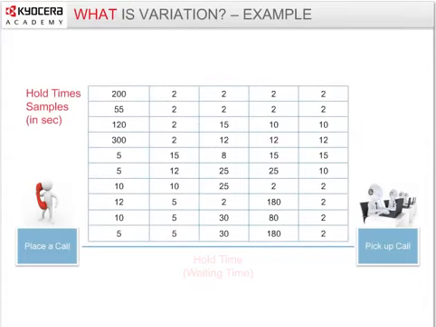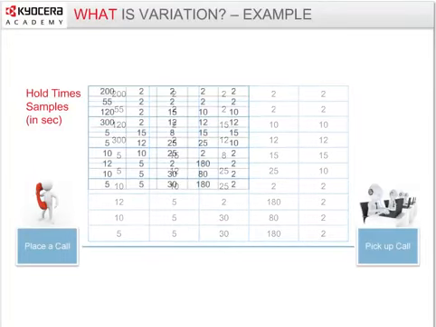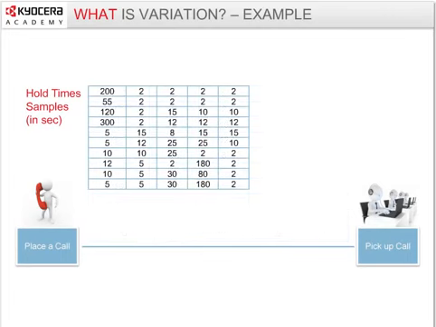In order to verify the quality of the hold time, the service manager collected some sample data the call center system has recorded. The table shows the data collection, consisting of 50 samples, representing the hold times in seconds. Next, the service manager analyzed the data collected.